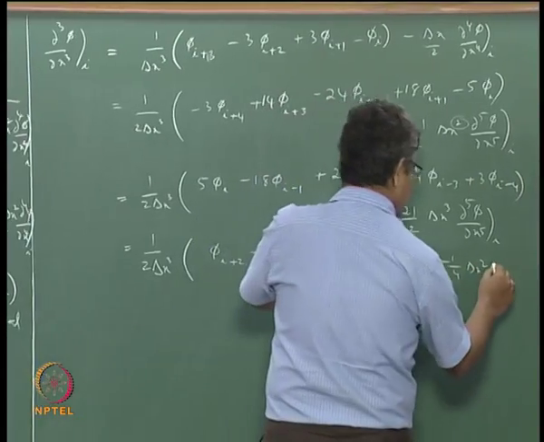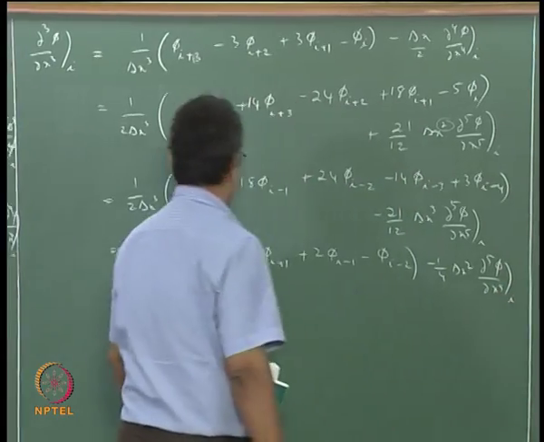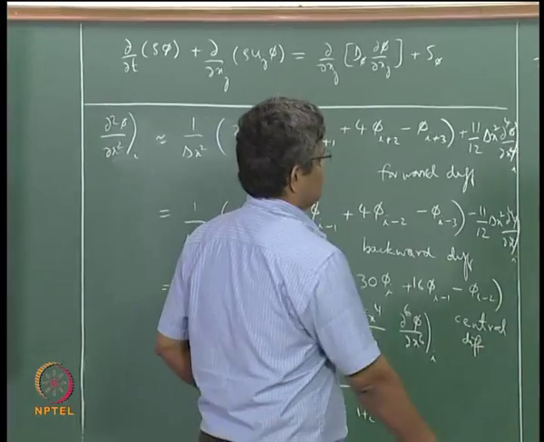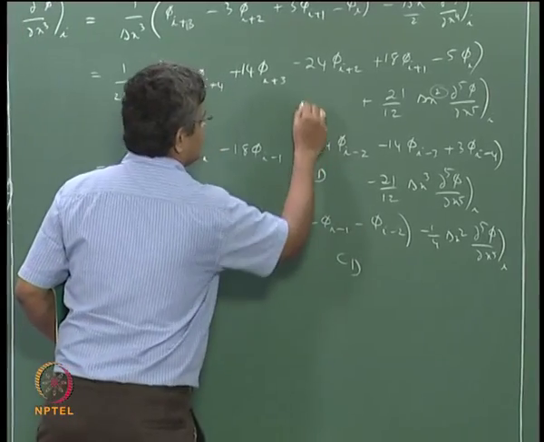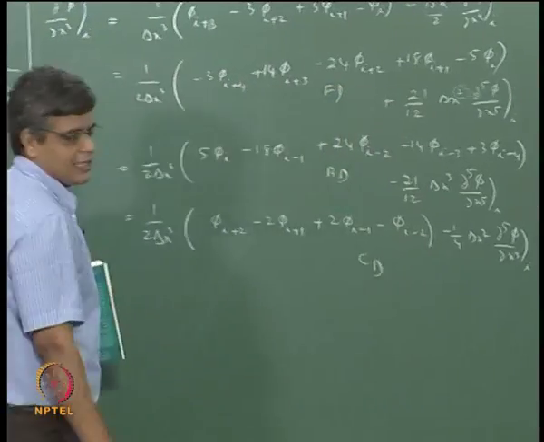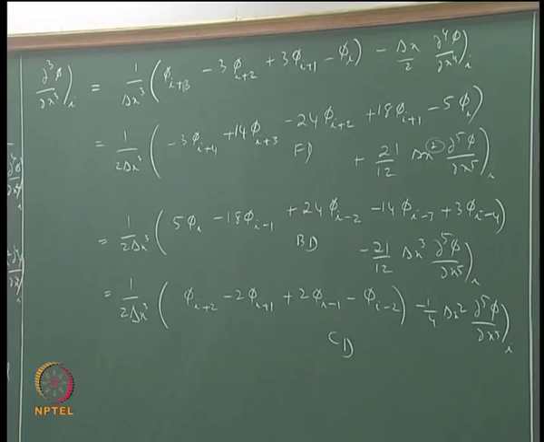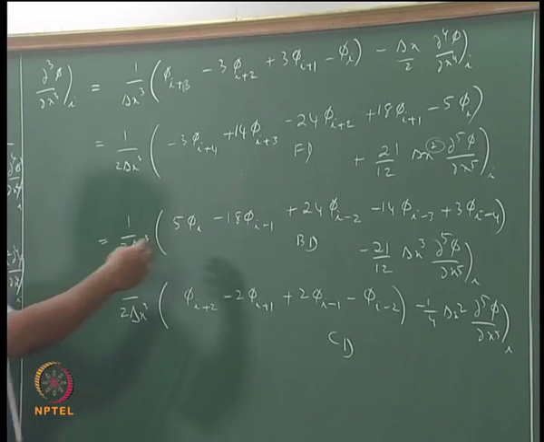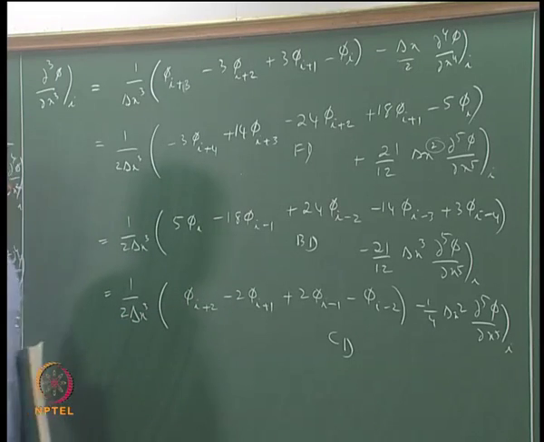minus 1/4 delta x square. Okay. So this is a central differencing, backward differencing and forward differencing, each of second order accuracy for a third derivative. And similarly we can write for any derivative a finite difference approximation of a given order of accuracy by involving sufficient number of consecutive neighboring points either on one side or on both the sides.